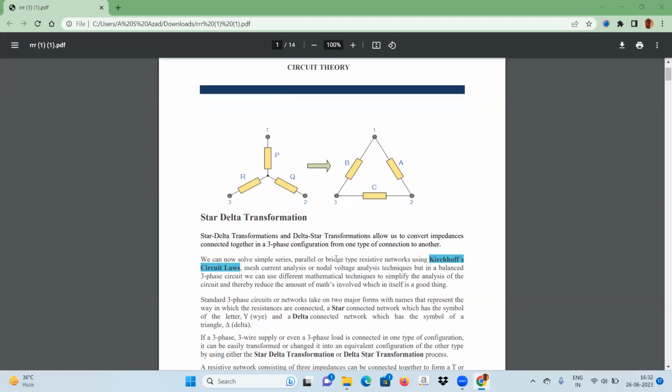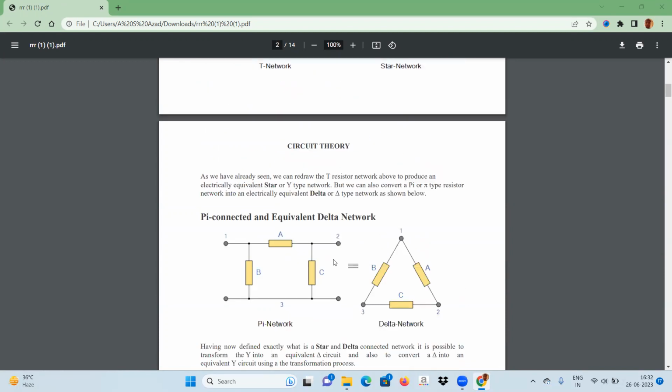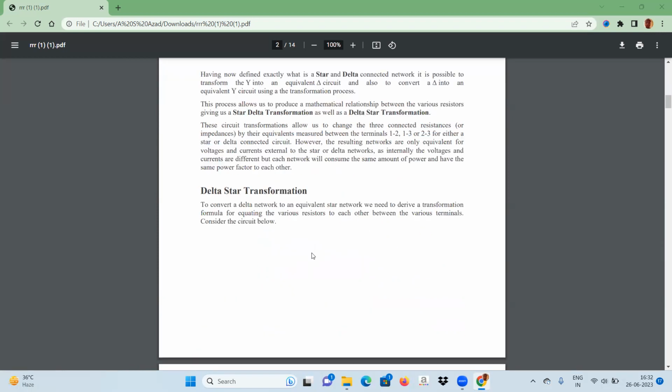Now, let's see the practical star connection. This T network is equivalent to the star network, and this one is the pi network, equivalent to the delta network. See, this has three impedances, the resistances A, B, C, and the impedances here. These are the same circuit, or equivalent circuits.